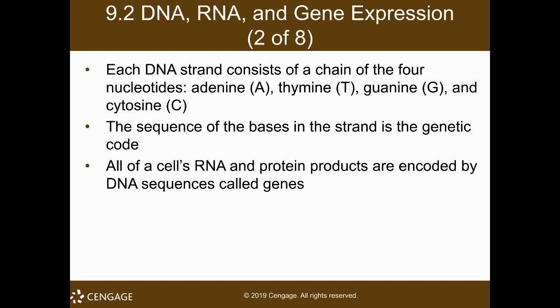Now, all of the cell's RNA and protein products are encoded by the DNA sequences called the genes. Your DNA is a very large molecule, and we have specific segments of it that encode for a particular protein product. Those regions are called genes. So the DNA contains the genes, and not the whole DNA is the gene. Basically, it's just a small part. The gene specifically is the part of the DNA that encodes specific information, or a protein.